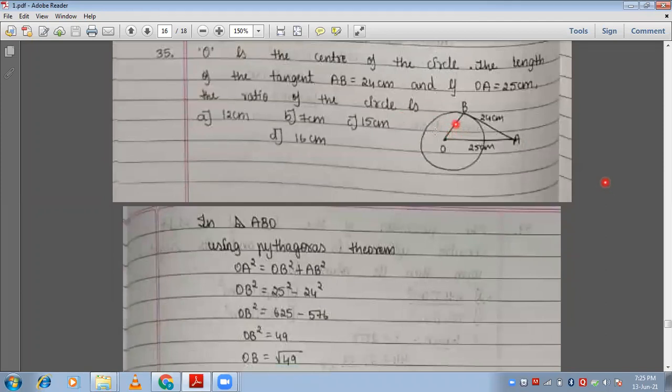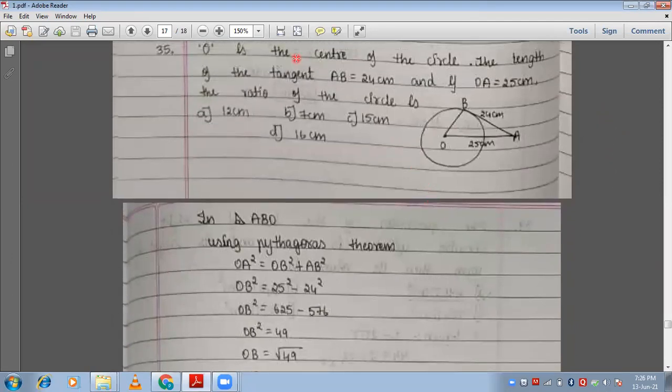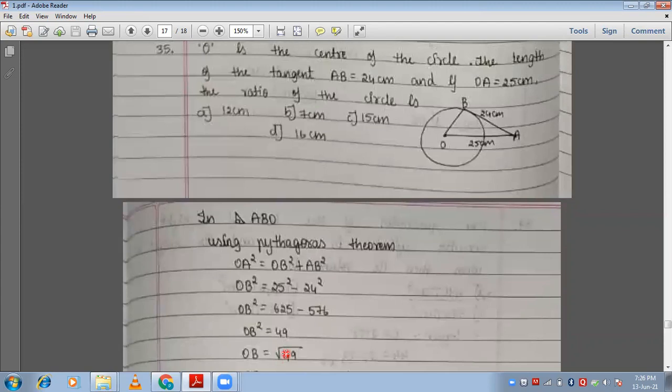O is the center of the circle. The length of tangent AB is 24 centimeter. OA is 25 centimeter. The radii of the circle is dash. So it is a tangent. Tangent is always perpendicular to the radii. So apply Pythagoras theorem. OA square is equal to OB square plus AB square. Substitute the values. You will get OB is equal to 7 centimeter. So option B is correct.